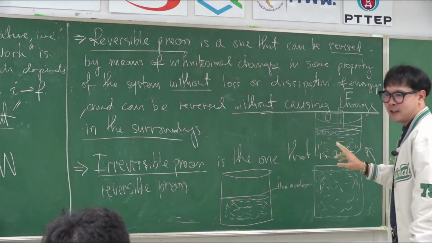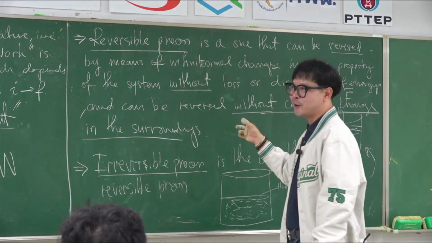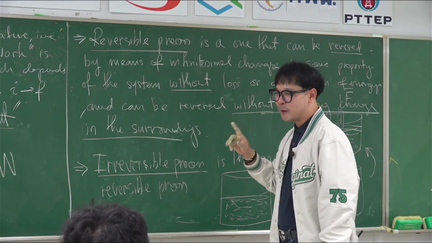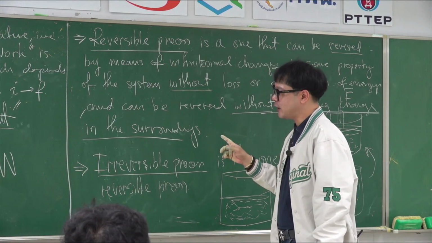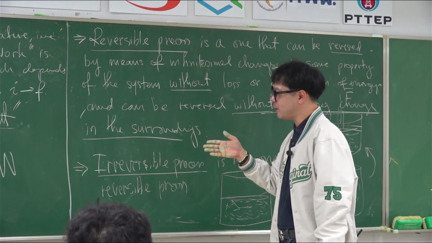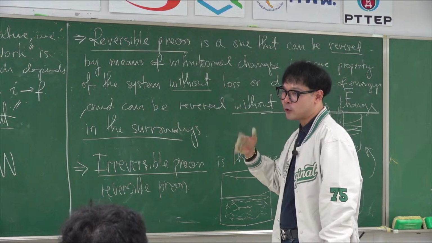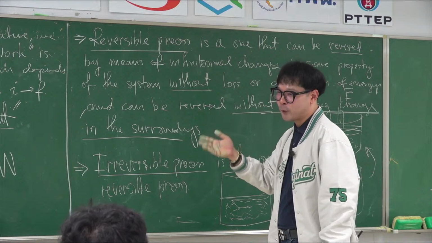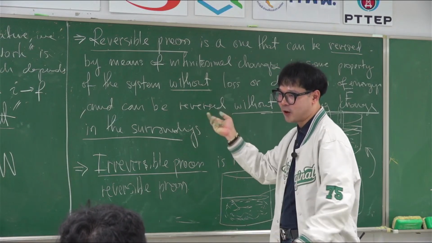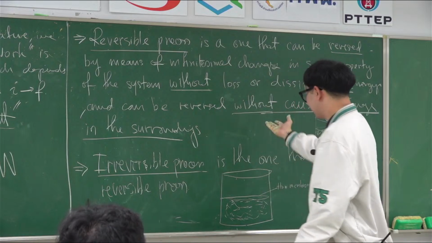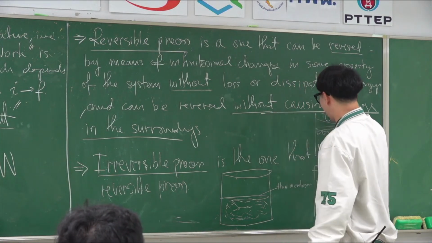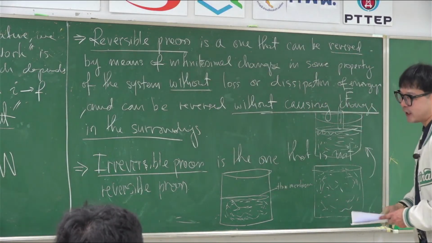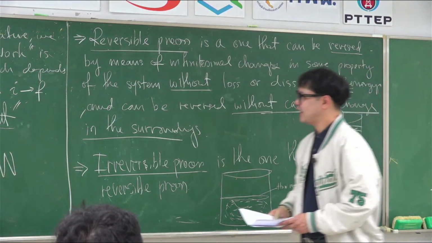Otherwise, this is like the definition of the third law of Newton, right? You have to remember not only that the force has to be the same magnitude, but it has to be exerted on different objects. That is the definition of the third law. But most people forget about exerted on different objects. Like this one, you have to keep it without causing change to the surrounding as well. Otherwise, you cannot say that is reversible.